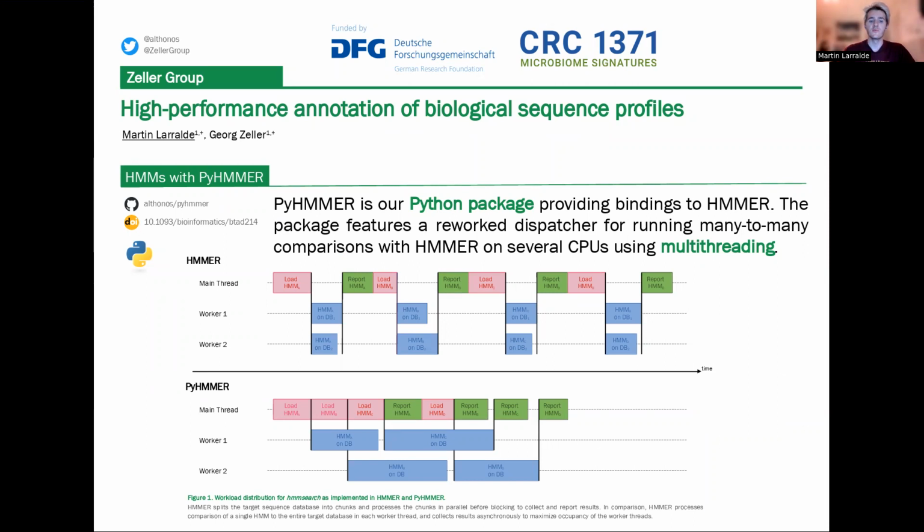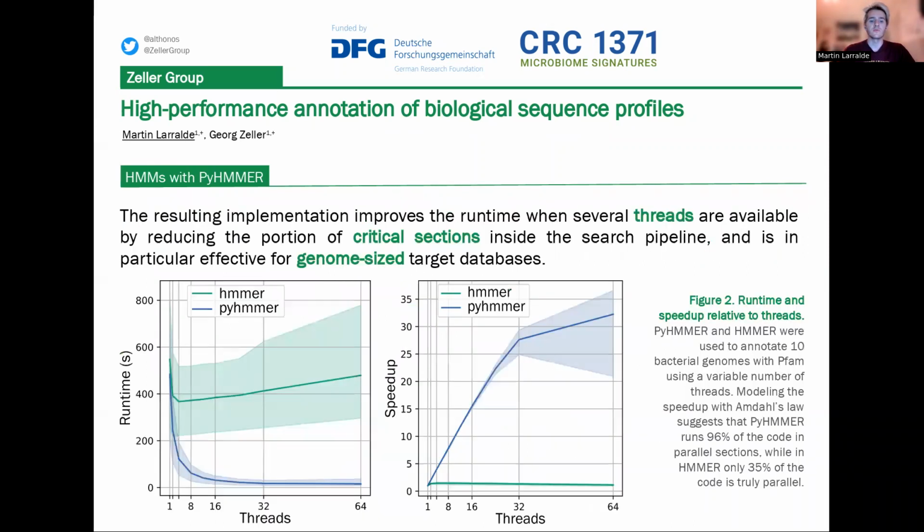This greatly improved the performance of PyHMMER on several threads, as shown in this slide, where PyHMMER is able to diminish the runtime greatly with only 8 threads and reaches a speedup of more than 30 times faster when using 64 threads instead of 1 thread. Modeling the speedup according to Amdahl's law actually suggests that PyHMMER runs up to 96% of the code in parallel sections, where HMMER can only run 35% of the code.